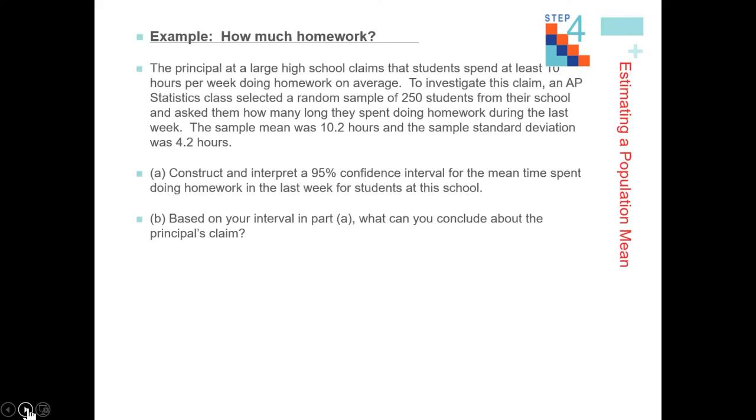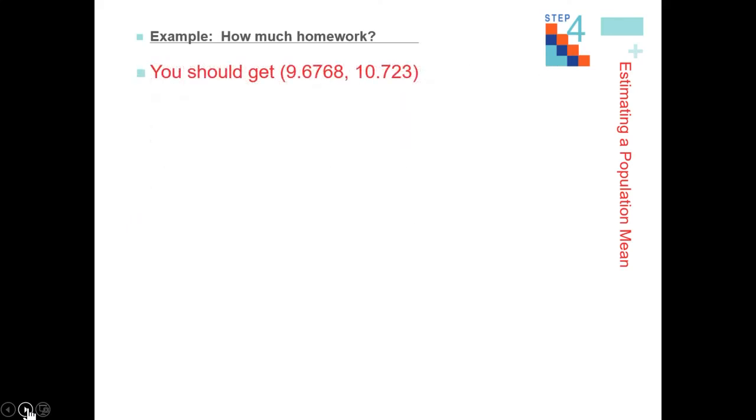Okay, and this one I will leave for you to try on your own. Think about your 4 steps that you would go through. In step 3 in your formulas, the answer you should get should be 9.6768 to 10.723. That's the answer you should get.